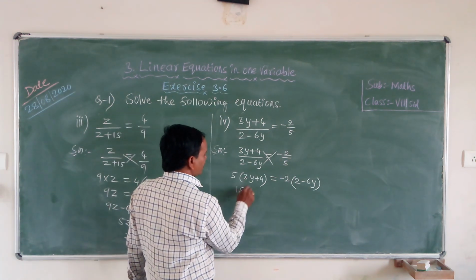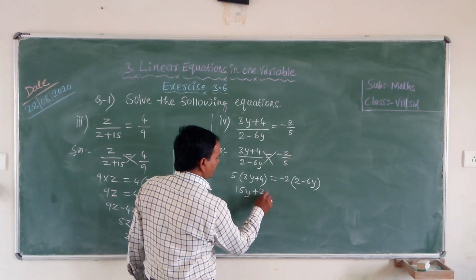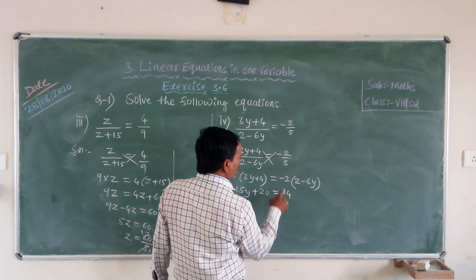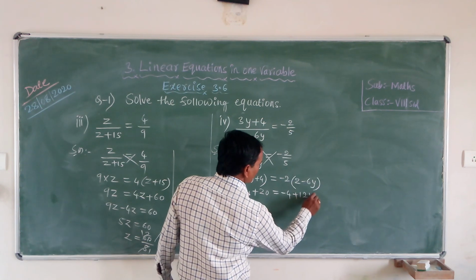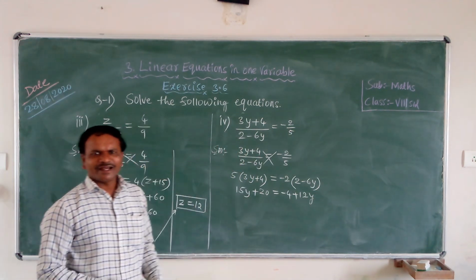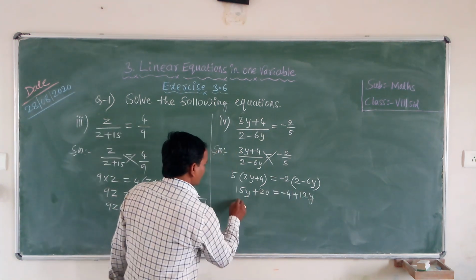5 3s are 15, y is there. Plus into plus is plus, 4 5s are 20. Is equal to minus into plus is minus, 2 2s are 4. Minus into minus is plus, 2 6s are 12, y is there. Now numbers on one side and variables on one side. Here also y is there.